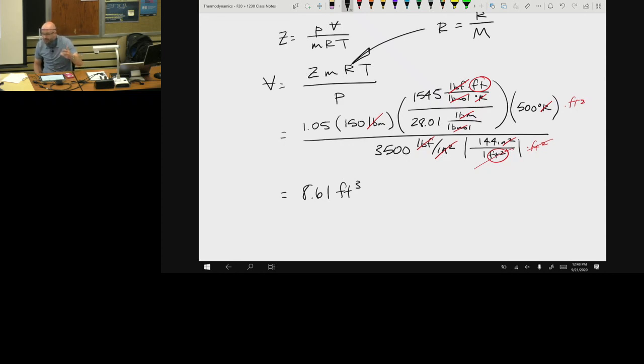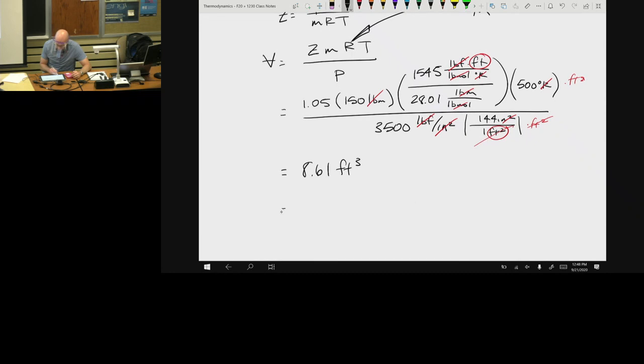Now let's assume that we had found that for an ideal gas. What we would have done is put in 1 instead of 1.05. So if I divide this number, 8.61 divided by 1.05, I get 8.21 cubic feet. So this is if I assumed ideal gas.